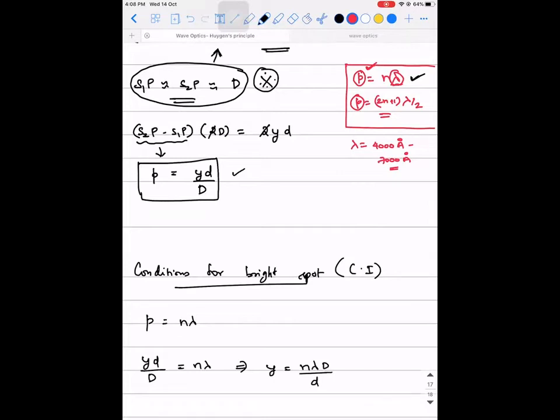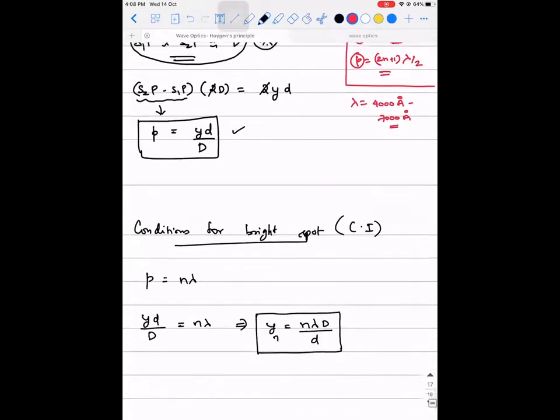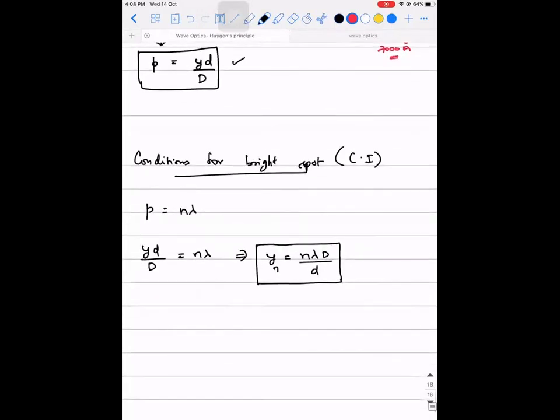And a most important point here is y n is taken into consideration. So yn is equal to n lambda into capital D divided by small d. First, let me explain, then you can write it. So n is coming from the integer set. The central value that you can take is 0. So what will be y naught? Y naught is 0. And remember, y is the distance from O.